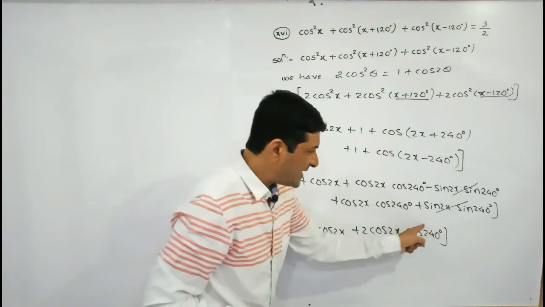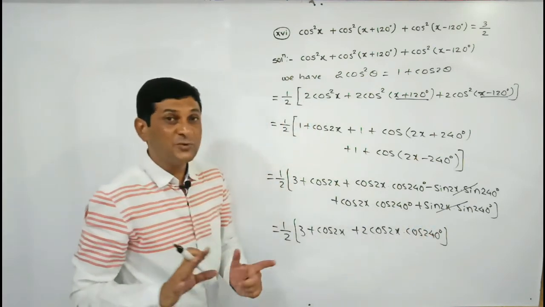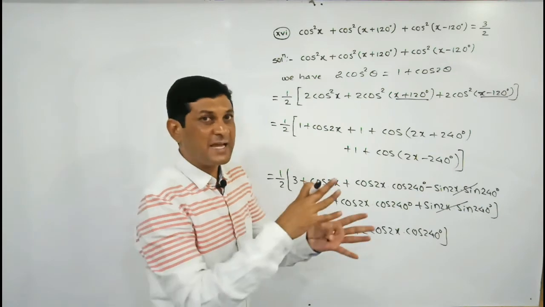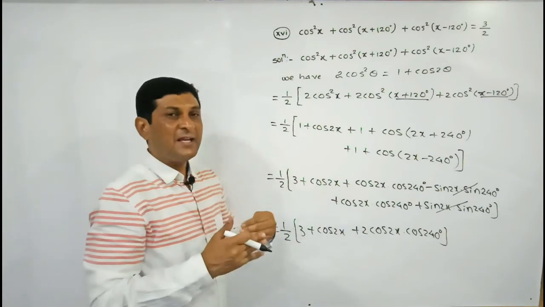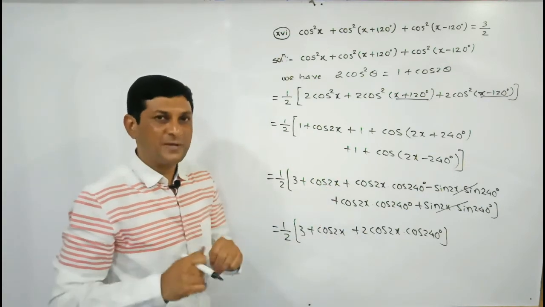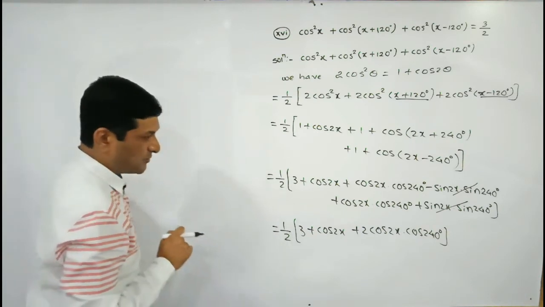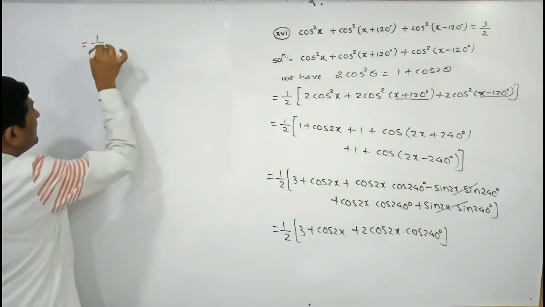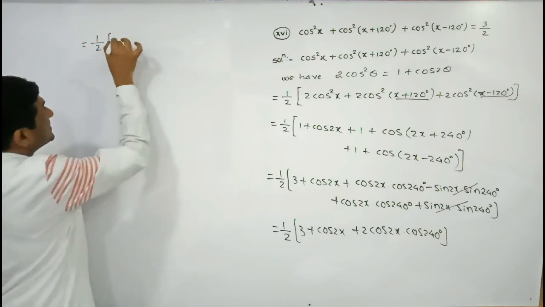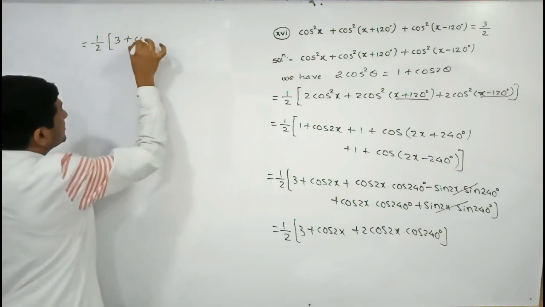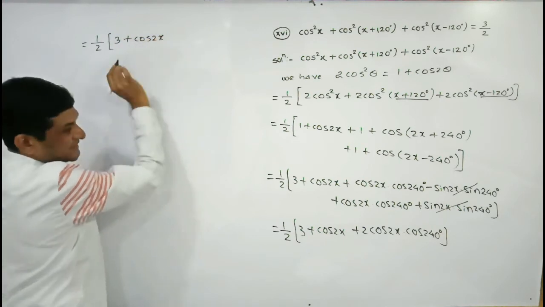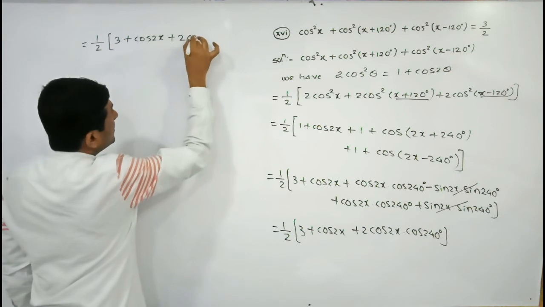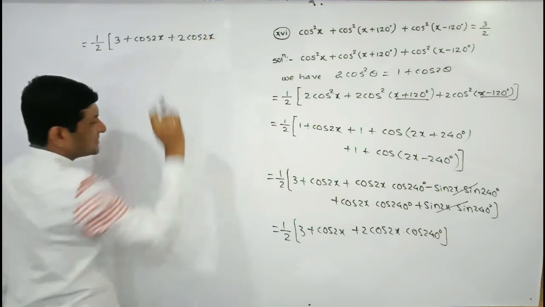Now let us simplify this cos 240 degrees using the allied angle formula. Here we can observe that this angle is greater than 90. Let us try to simplify it and convert this angle below 90 degrees using allied angle formulas. So here 1 by 2 keep it as it is. What is the first term? 3 plus cos 2x as it is. Again plus 2 cos 2x also as it is.